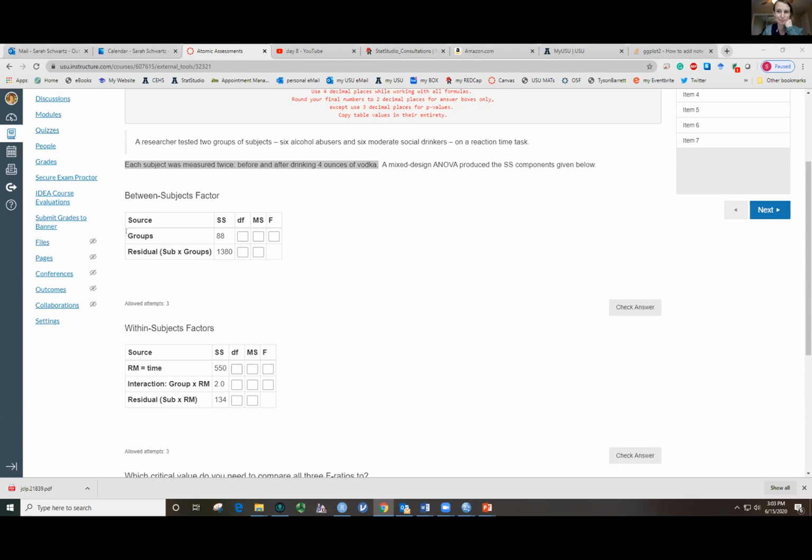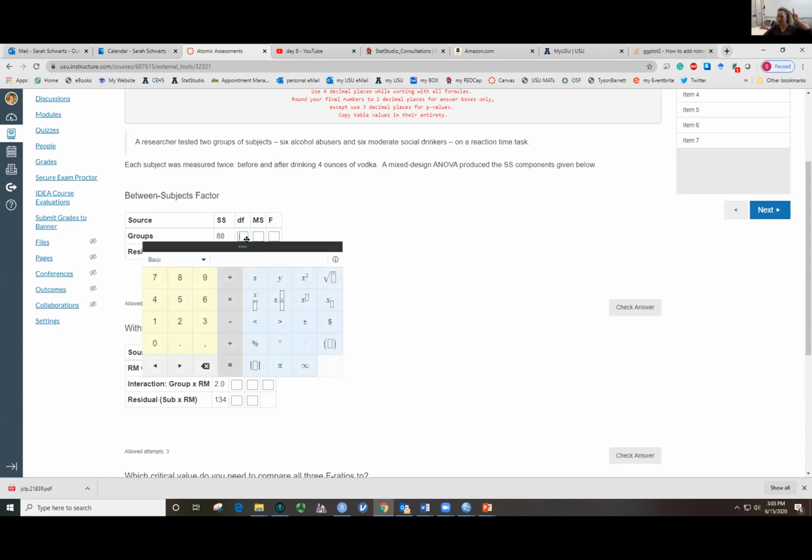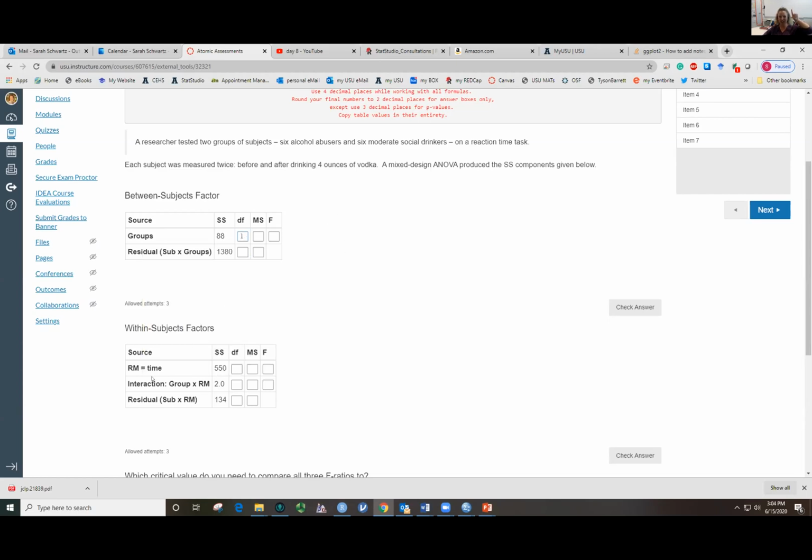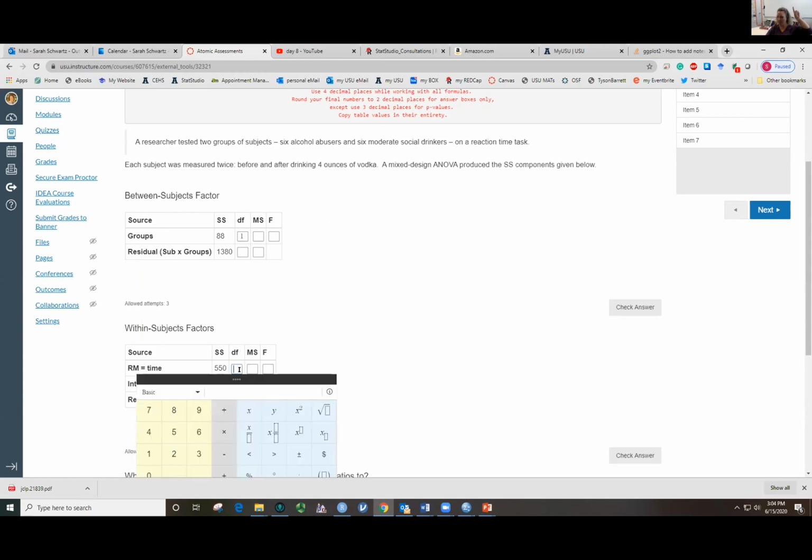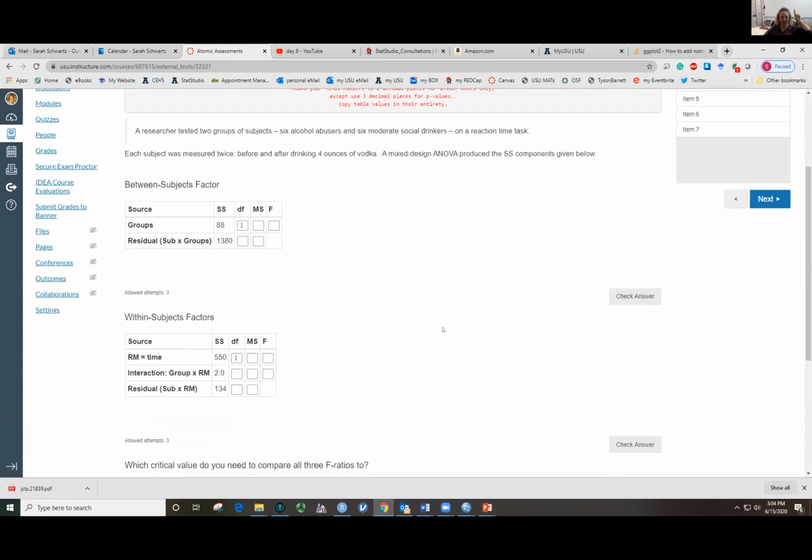So, groups. How many groups do we have? 2. So what's the degrees of freedom for group? 1. Okay, we'll fill that one out. Repeated measure is time. How many time points do we have? 2. So what's its degree of freedom? 1. Okay. Oh, we don't have our degree of freedom tree here. Those are the easier parts.